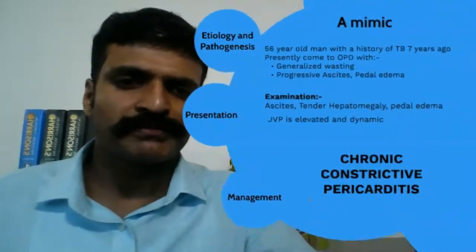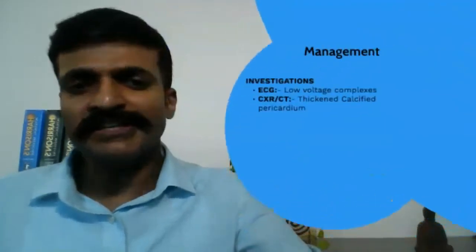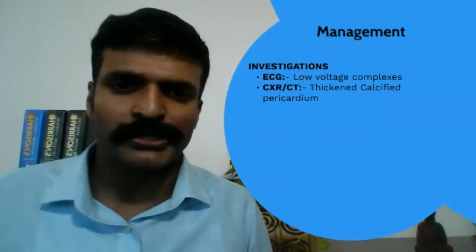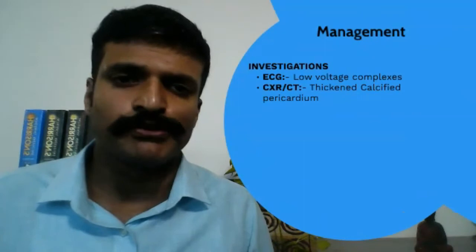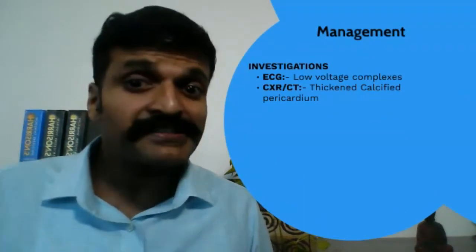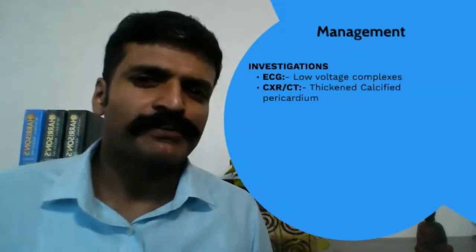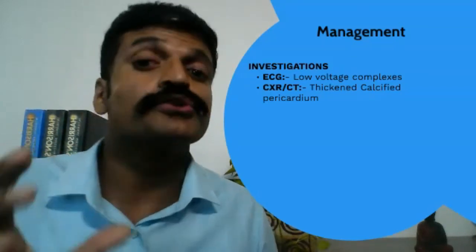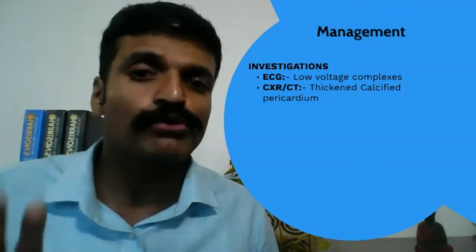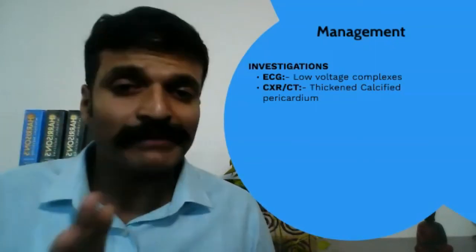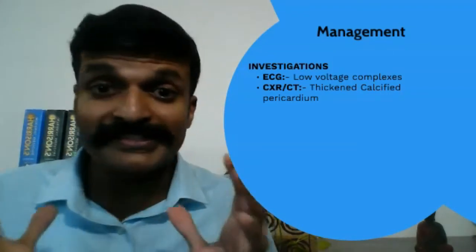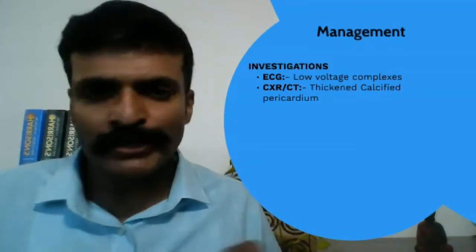We've discussed some of these investigations. The ECG very classically will show you low voltage complexes, very similar to tamponade or even pericardial effusion. But the X-ray and CT will give you much better information because many a times the fibrosed pericardium is also calcified. We have a fibrosed calcified pericardium. That would be a very good hint that you're dealing with a constrictive pericarditis.